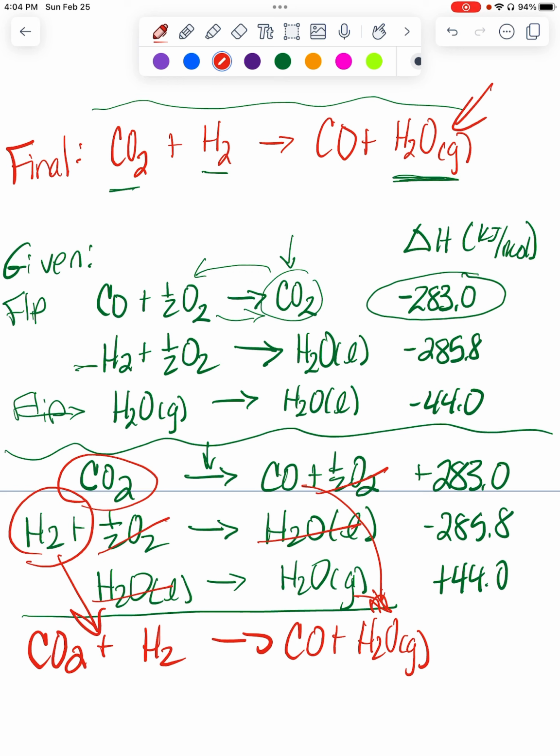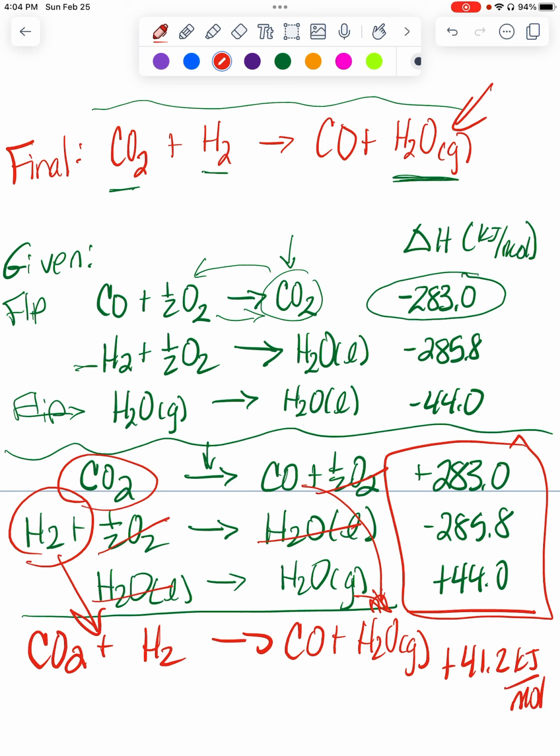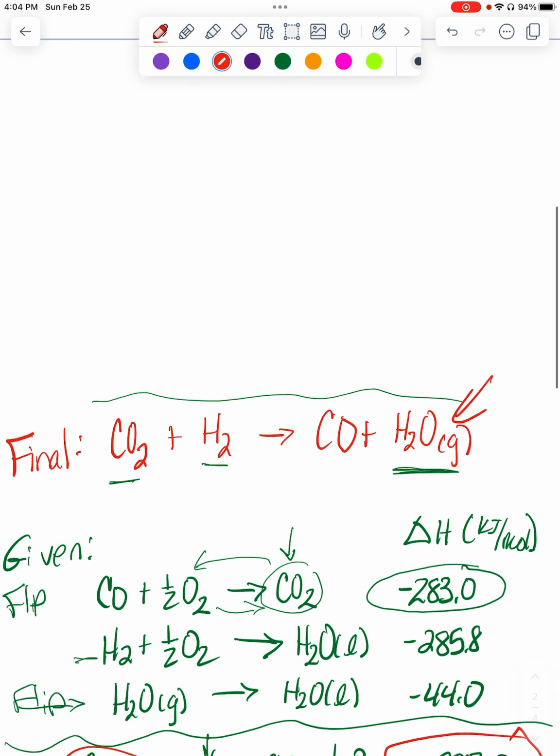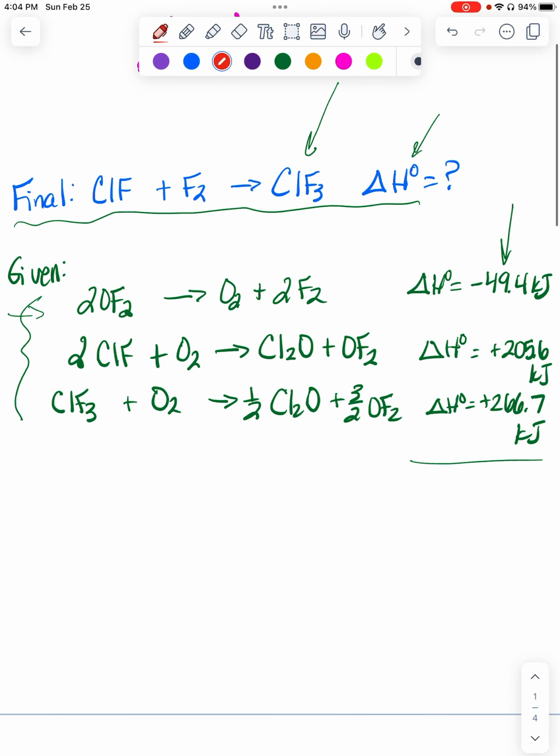So as long as you get the correct equation, all you have to do now is add up these manipulated values. And I already did that. And when you do that, you get positive 41.2 kilojoules per mole. Now, something else you need to know is, what does that mean? When delta H is positive, it is endothermic. Energy is going into the system. Something you need to know. All right, let's tackle one that's a little bit tougher.